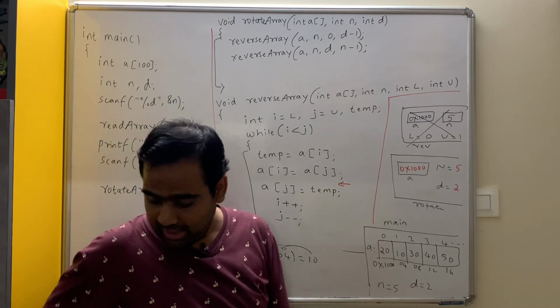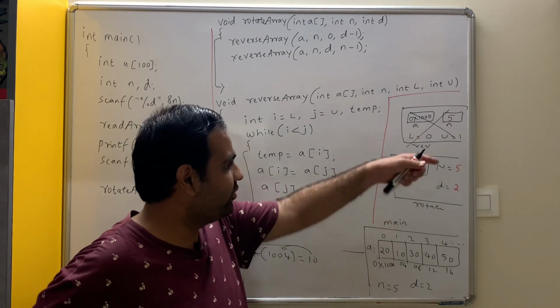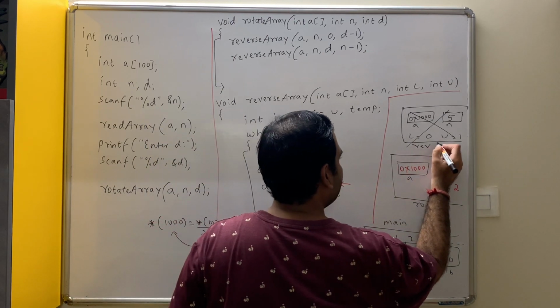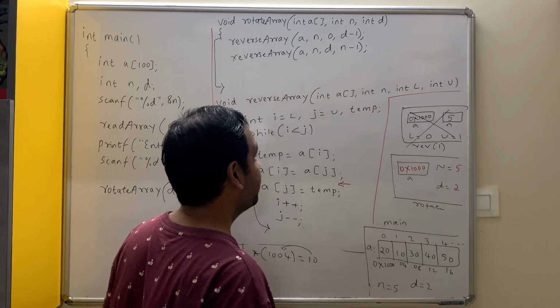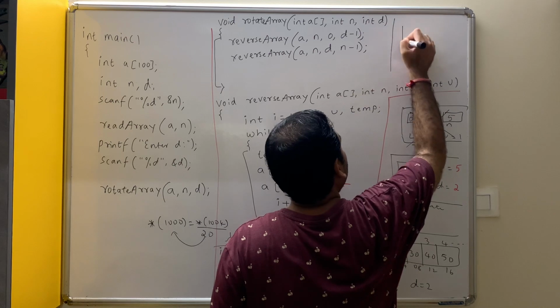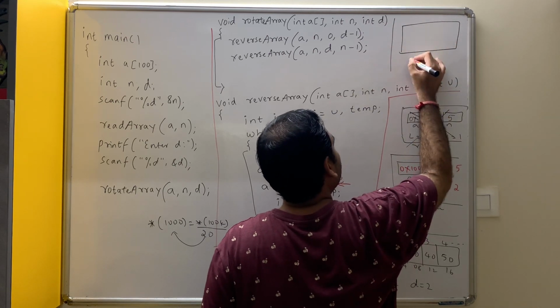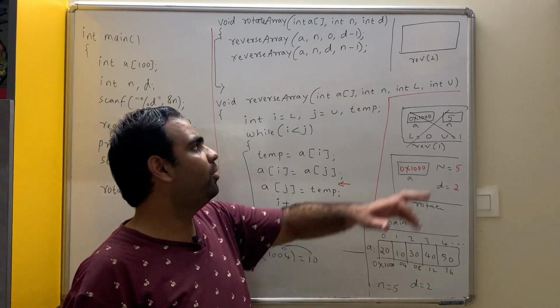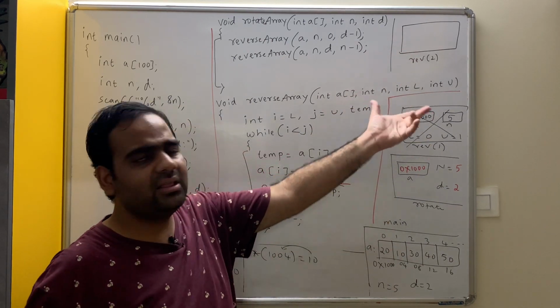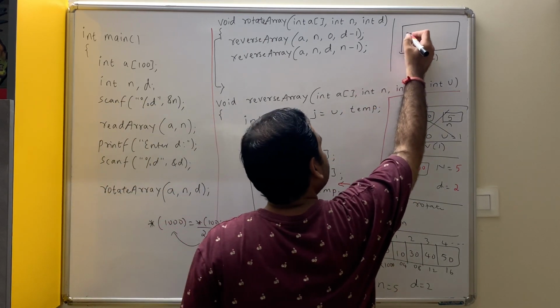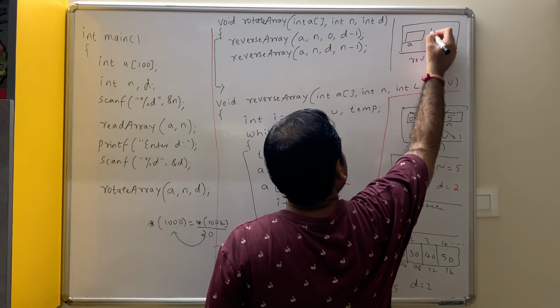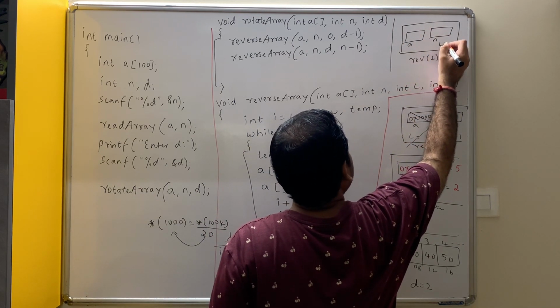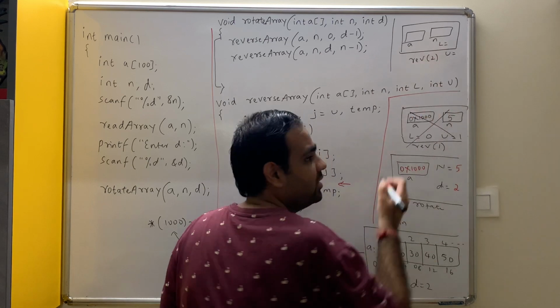Now again, what happens whenever you call the function? This is the first call to reverse. Let me write 1. That means this is the first call to reverse. Now this is the second call to reverse function. Whenever the function is called, the scope of the function gets activated. Again there are 4 parameters. The first parameter is A, the next parameter is N, next is L, and the last parameter is U.